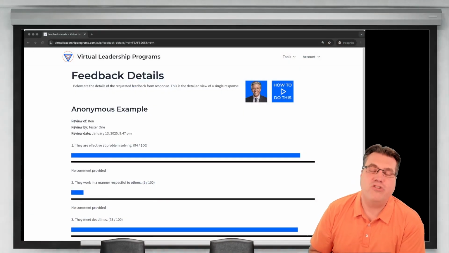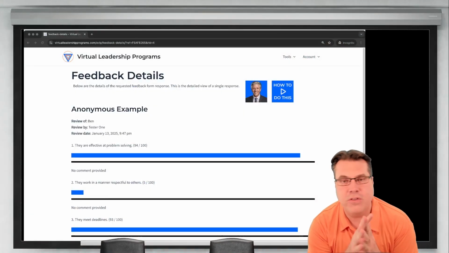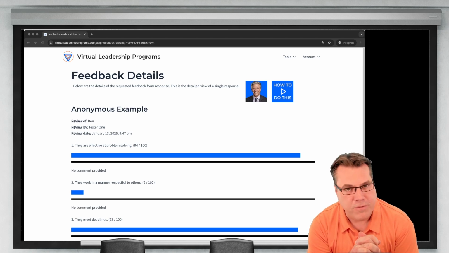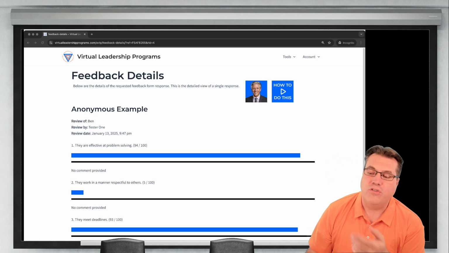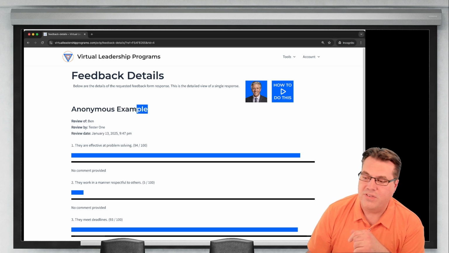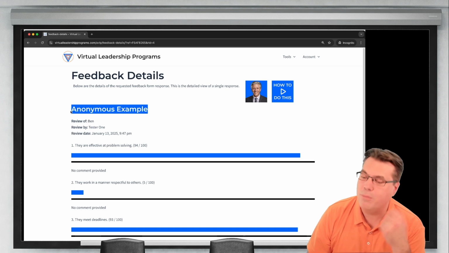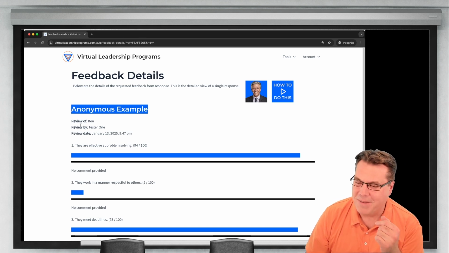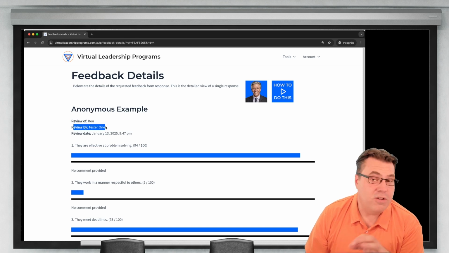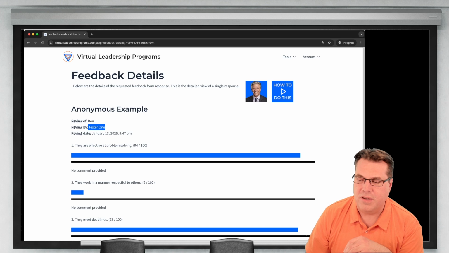On this page, you have the details of a single individual's specific response to one of your feedback forms. As you can see here, it's the most detailed level you're going to get. Anonymous example, this is the name of the form, the feedback form. Again, we gave it a nice clear name, right? The name of the person being reviewed, that's me. Reviewed by, this individual has chosen to give their name even though they had the option to remain anonymous on this particular form. The date and time they provided the review.